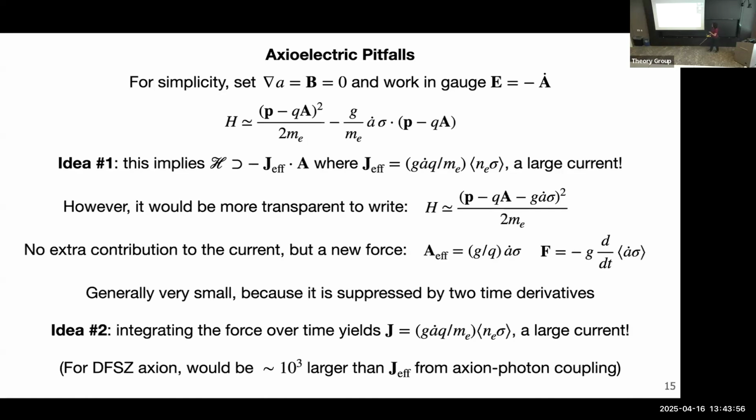And the reason is that this is not really the right way to physically write down this Hamiltonian. The best way of doing it is to write everything as one big square. And so if I can complete the square and throw away an order g squared term, which is going to be completely negligible, then this is what I get. So I get a Hamiltonian of (p minus qA minus g A dot sigma) squared over 2m, where sigma is the spin orientation.